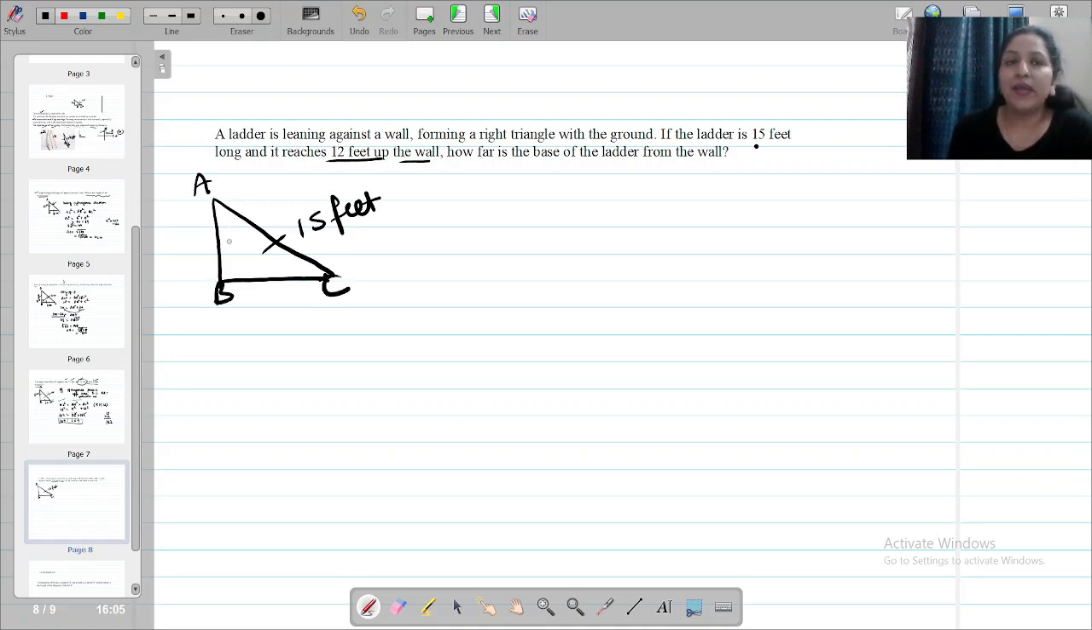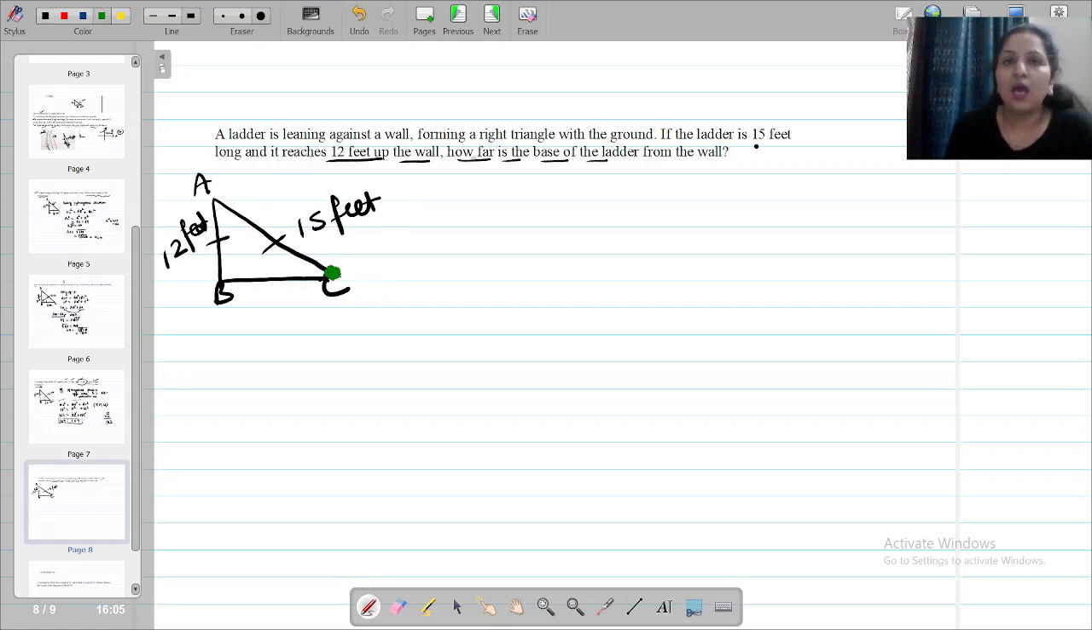And the ladder is going till which height? It is reaching 12 feet up the wall. So that means this height is given to you as 12 feet. Question says, how far is the base of the ladder? What is the base of the ladder here? Understand? This is the base of the ladder.